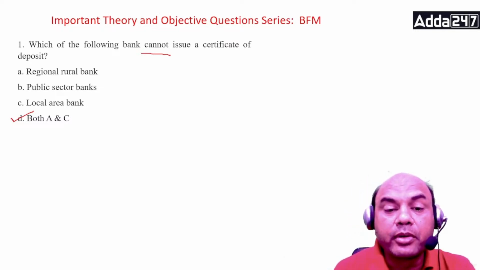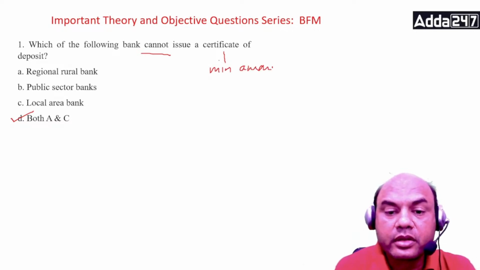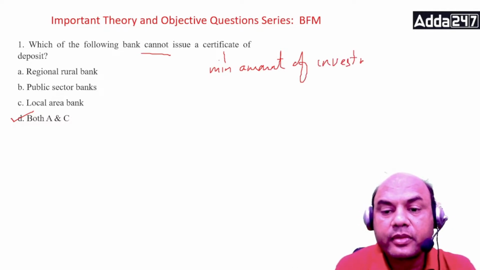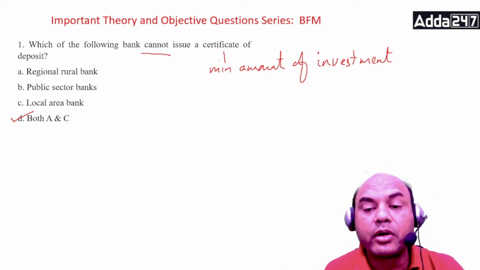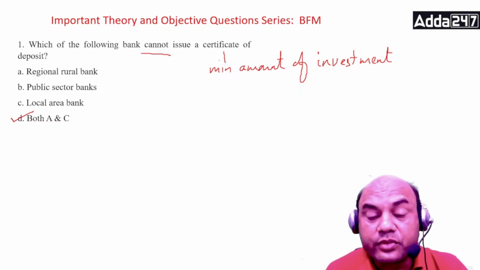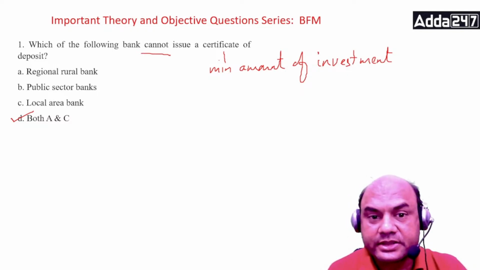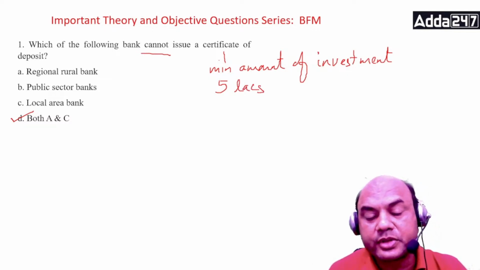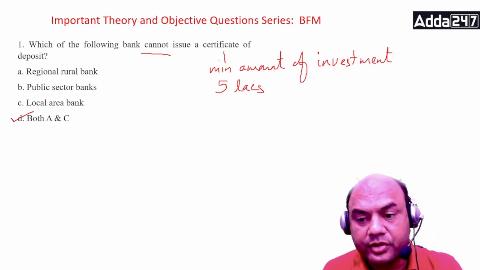What is the minimum amount in CD? Minimum amount of investment in CD. What is the minimum amount? Who can tell me? Everyone type in the comment section. This question, see here, CD, CP, both of them are having the same amount nowadays. They are having it for 5 lakhs. So the amount has been brought to 5 lakhs. Minimum amount of investment. Got it? Move on. Next one.